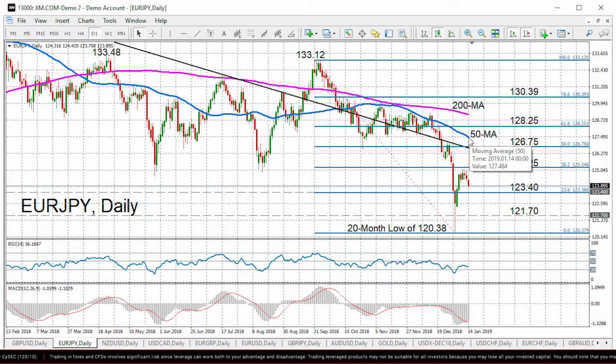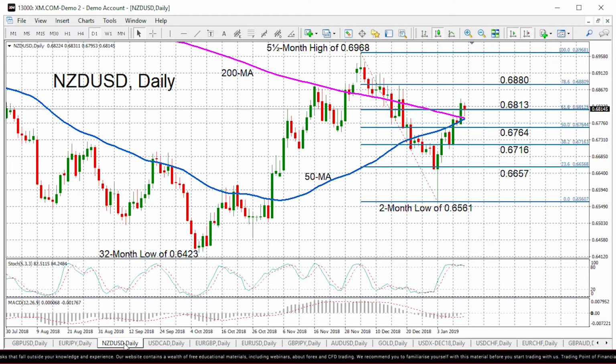would also then be able to target the 50-day moving average at 127.48 currently, and then above that we have the 61.8% Fibonacci at 128.25, and then breaking above that level would strengthen the upside momentum for the pair. In the medium term though, of course, the structure remains very much bearish.